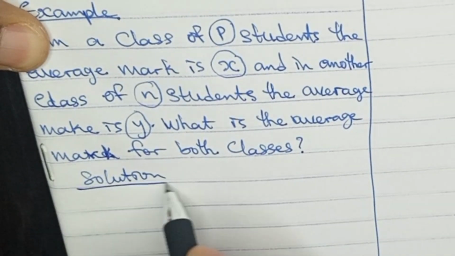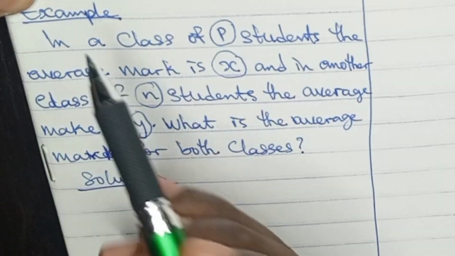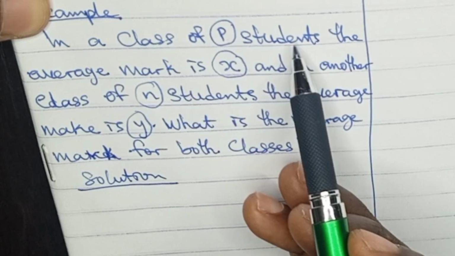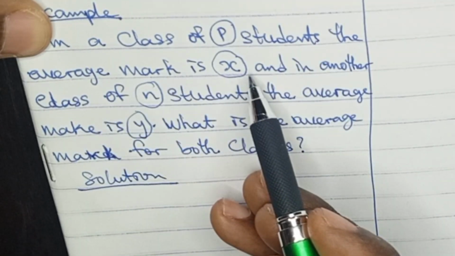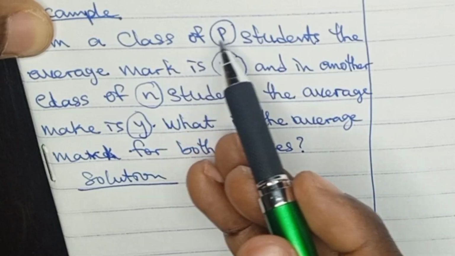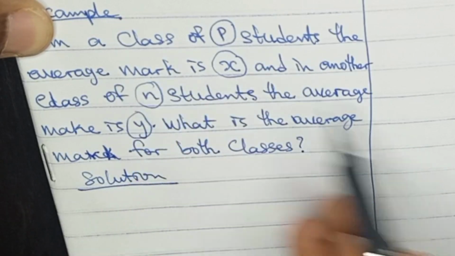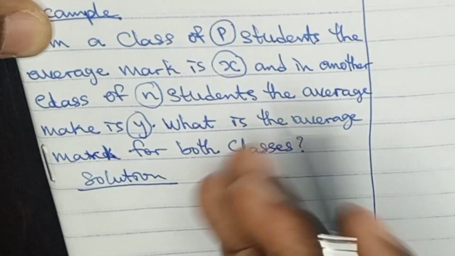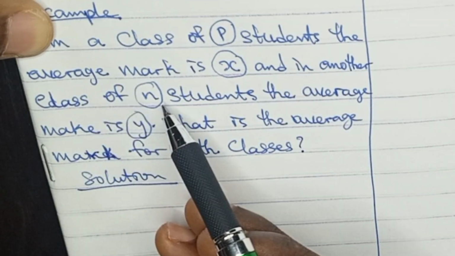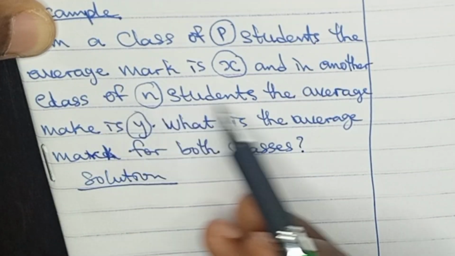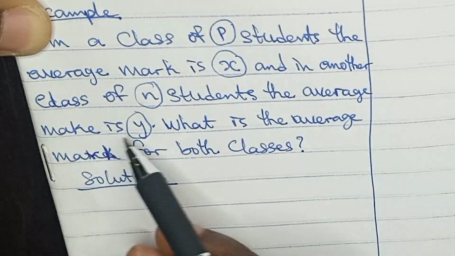Solution. So first of all, understand the question. In a class of P students, the average mark is X. So we have the total number of students, and they have an average mark of X. And in another class, in another class of n students, the average mark is Y.